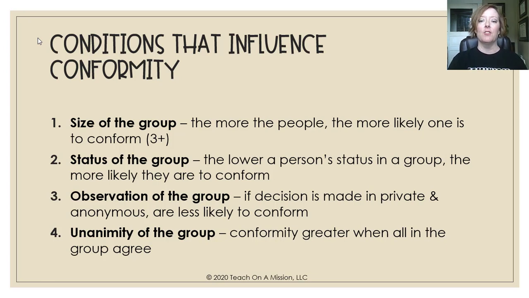Observation of the group: if a decision is made in private and anonymously, people are less likely to conform. And in a unanimous group, the conformity is greater when all in the group agree. So in Solomon Asch's study, even if a couple of people had said, no, it's not that answer, that doesn't look right at all, the participants would have been less likely to conform.